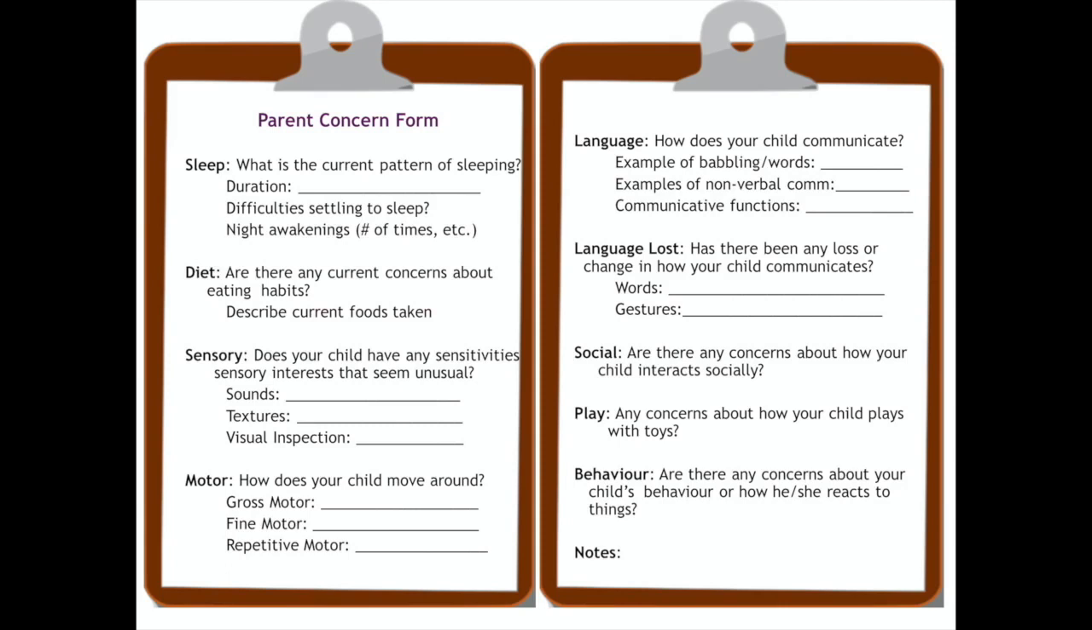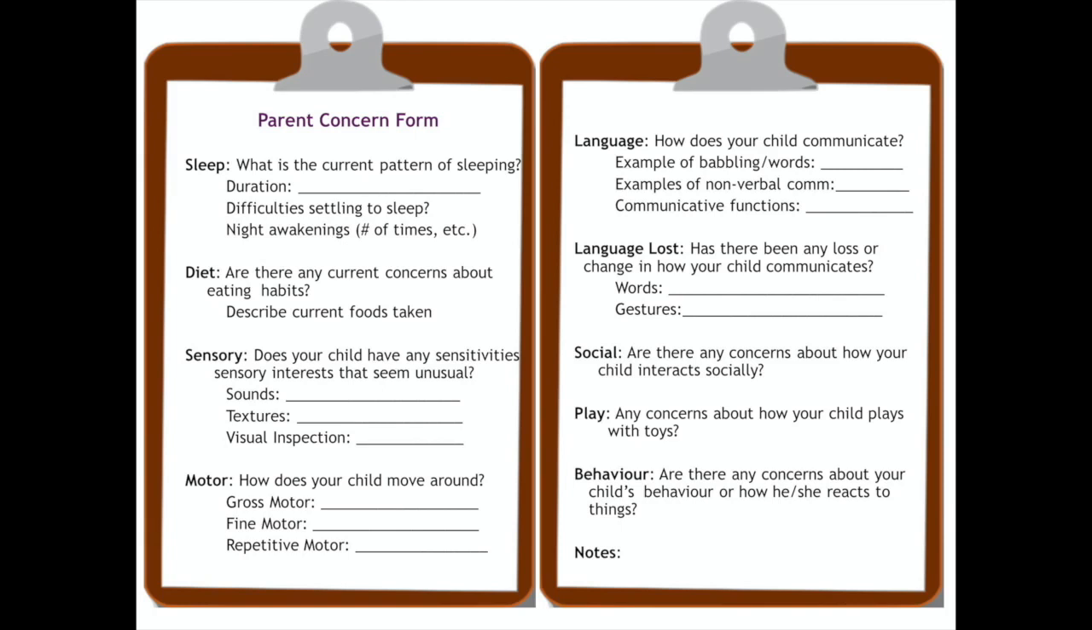So we covered 10 domains of development. We'd ask them how their child is sleeping. Do they have difficulty settling? How many times a night do they wake? We asked them about their diet. So are there any concerns about eating habits, the types of foods that they eat, the types of foods that they won't eat? Then we also looked at sensory things. Does your child have any sensory sensitivities, lights, fans, sounds, textures, those types of things?